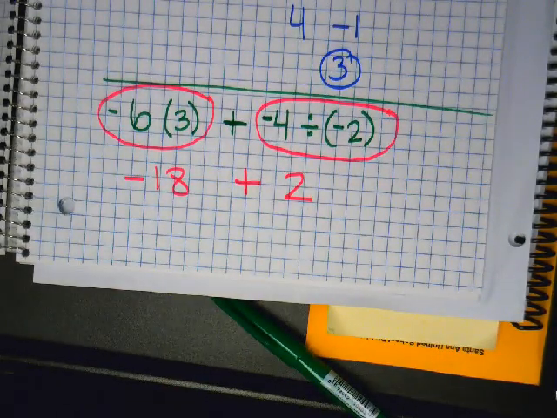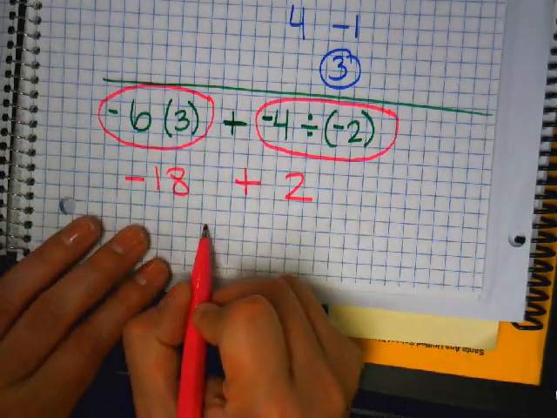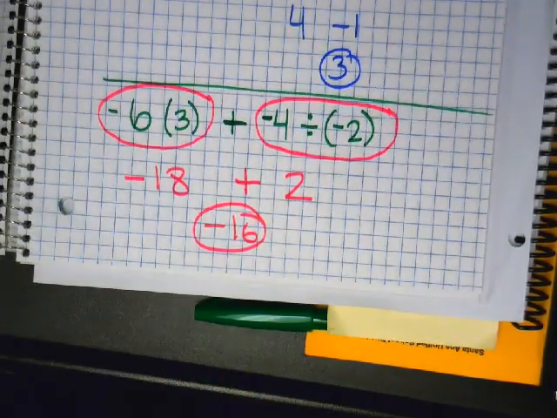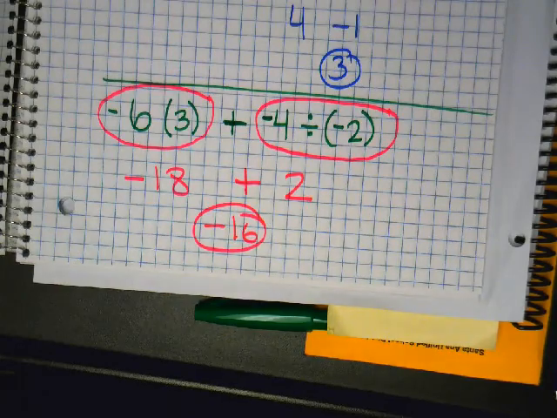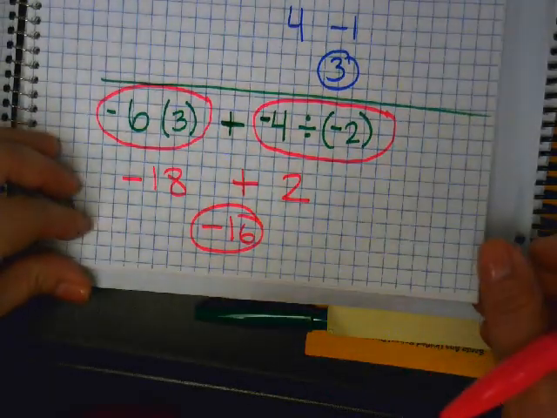All right. Now I have just an addition problem. Negative 18 plus 2. Negative 16. So we're putting everything we've been learning all in one. Kind of like with absolute value. All right. Okay?